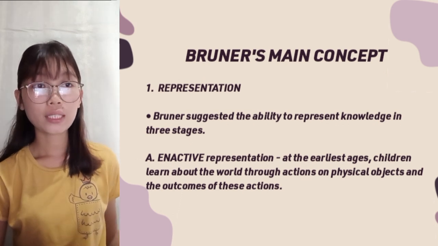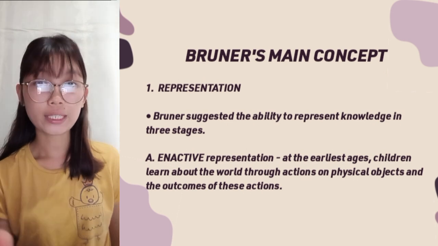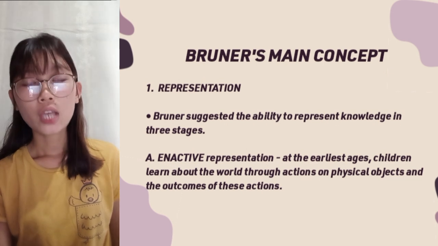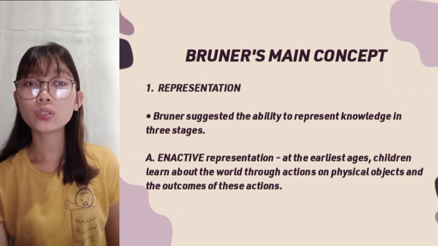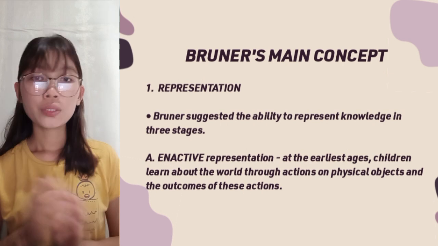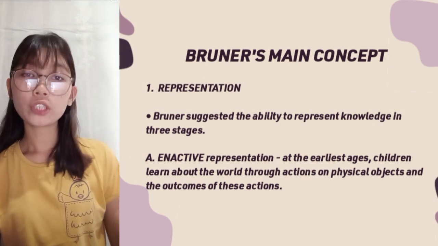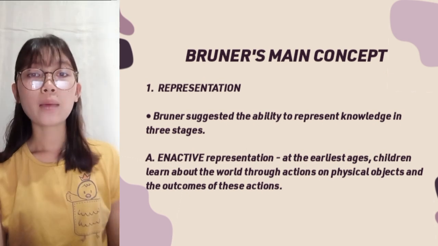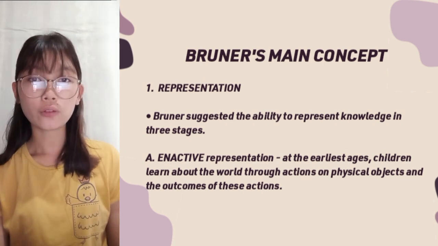This is the representation. Bruner suggested the ability to represent knowledge in 3 stages. The first one is the enactive representation. At the earliest ages, children learn about the world through action on physical objects and the outcomes of this action. Here, the children represent in the muscles and involve motor responses or ways to manipulate the environment. For example, tasting the orange, riding a bicycle, or tying the shoelace of their shoes.